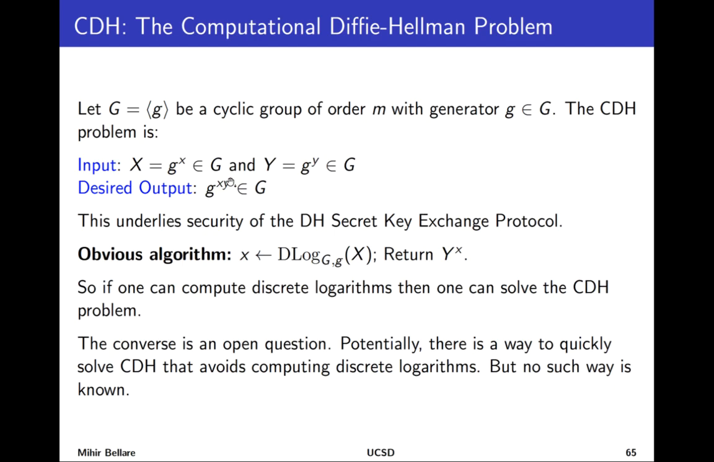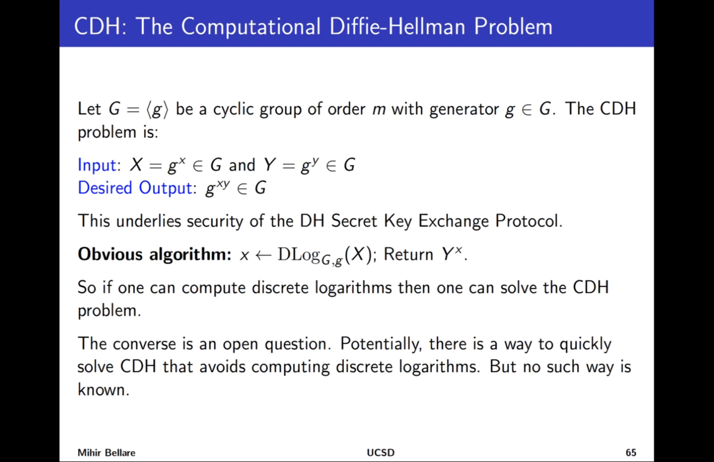You could and then raise G to the power of the product, but you can also do it this way. What this tells us is that if you have the ability to compute discrete logarithms, then you can solve this problem. However, we've just seen that we can ensure that computing discrete logarithms is pretty hard.